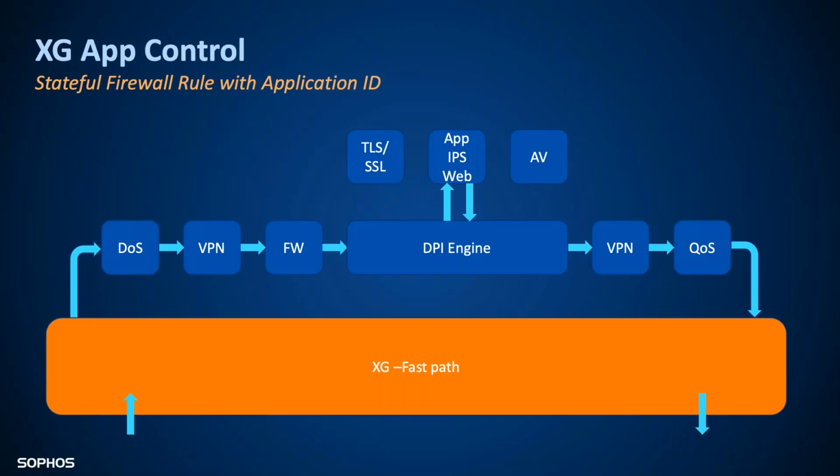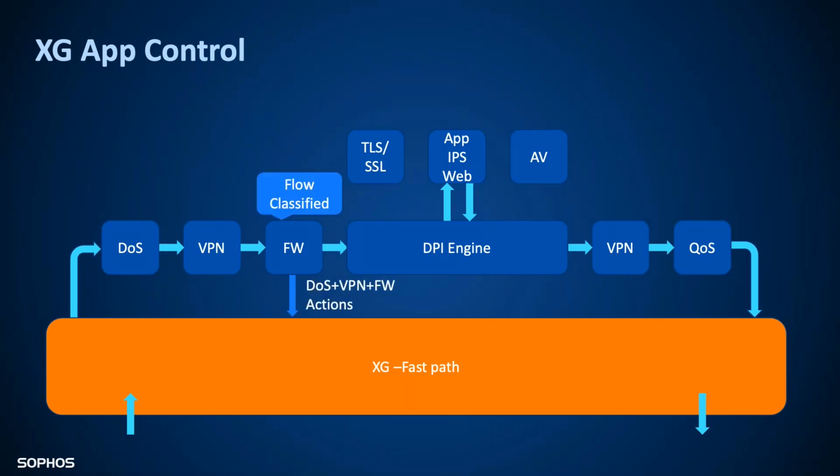App control requires inspecting all the traffic at layer 7, and it uses the DPI engine. Initially the traffic traverses the slow path, and then it realizes that the DPI engine needs to be engaged here because app control is enabled and application identification is enabled. So the slow path will forward the traffic to the DPI engine. And this is the second step that happens.